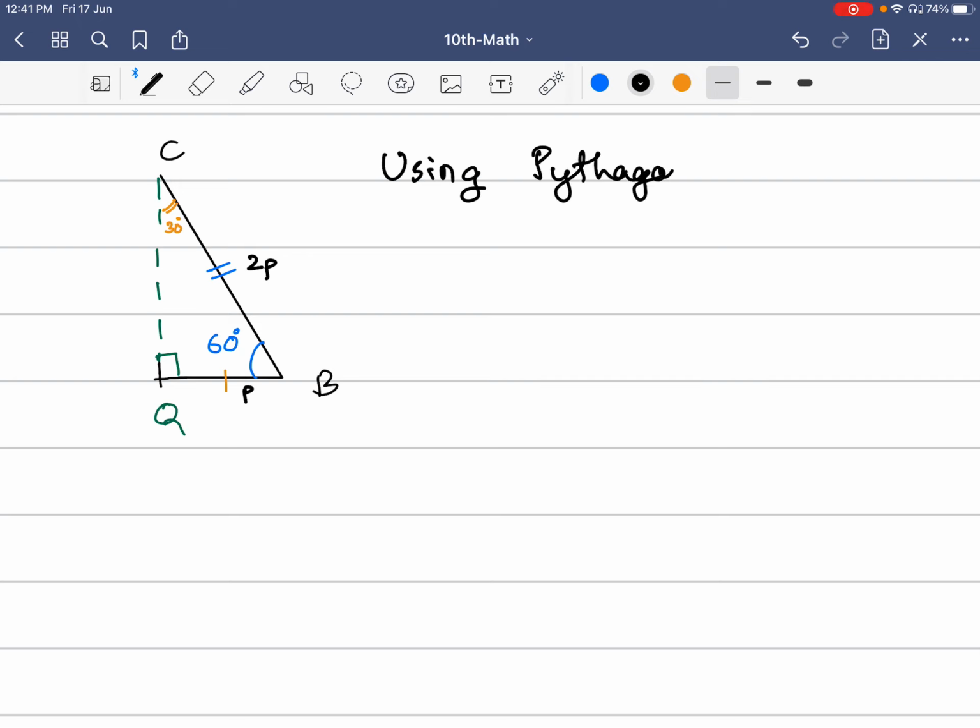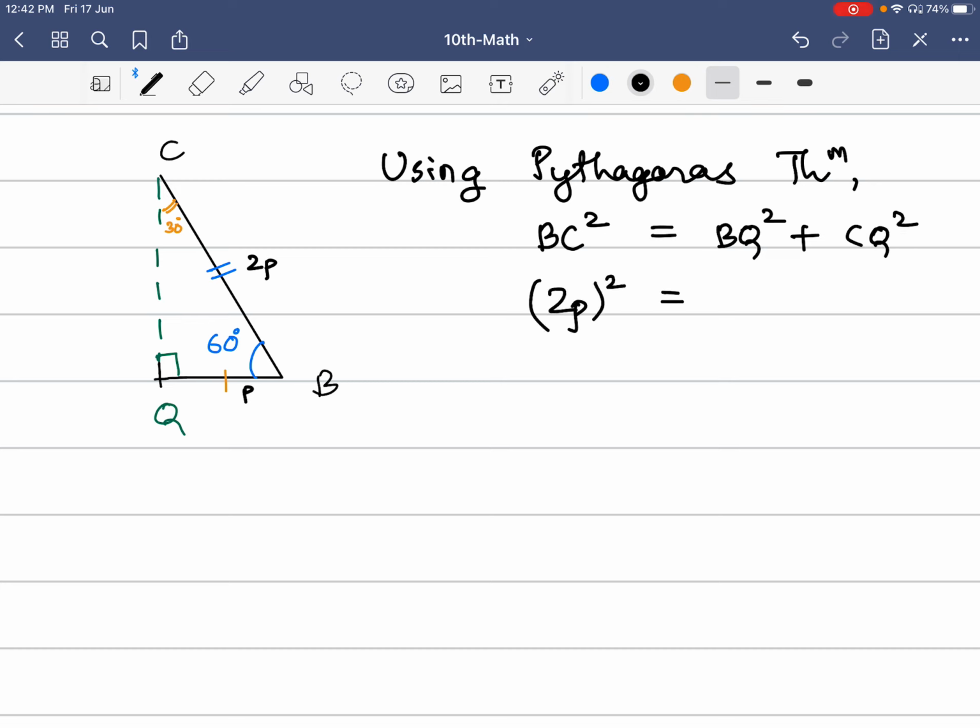Using Pythagoras theorem, we have BC square, which is our hypotenuse. Hypotenuse is always the side which is opposite to the right angle. So BC square is equal to BQ square plus CQ square. Okay, but what is BC? It is 2p. So 2p the whole square is equal to BQ, which is p square, plus CQ square.